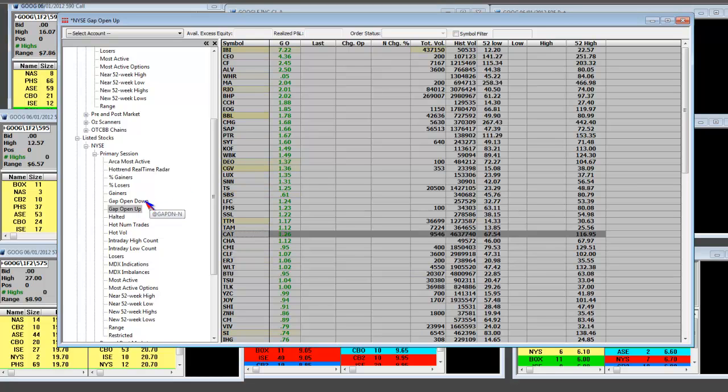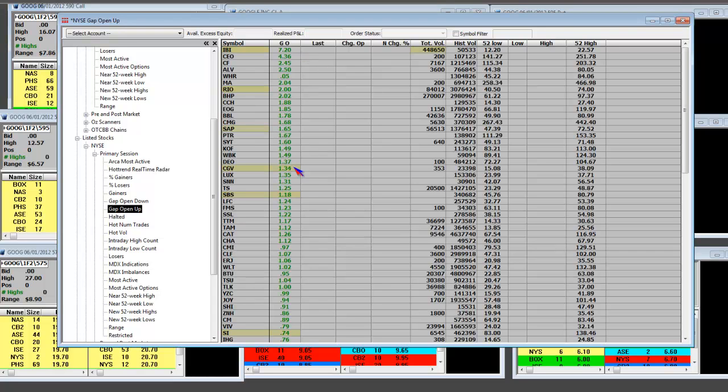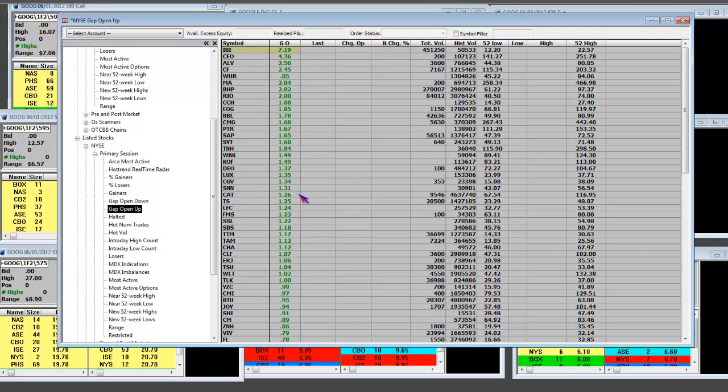Your gap open down on the NYSE, you can take a look. It's a very narrow range. So that bull is in play as we anticipate. But now we're going to see, because it's the end of the month, you've got the jobs, you've got all of that. Monthly jobs report again. You know that one?